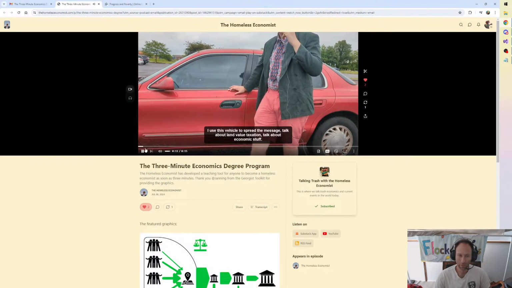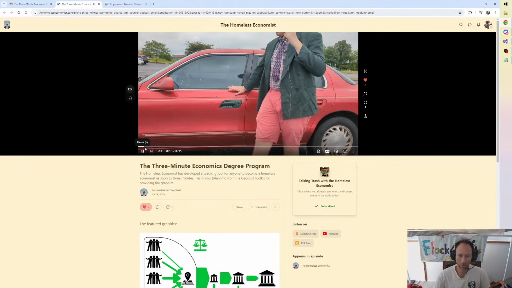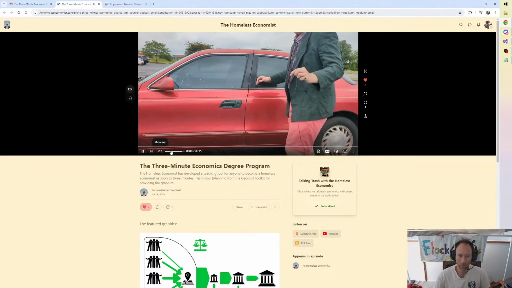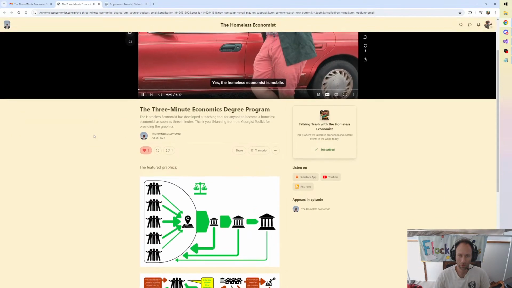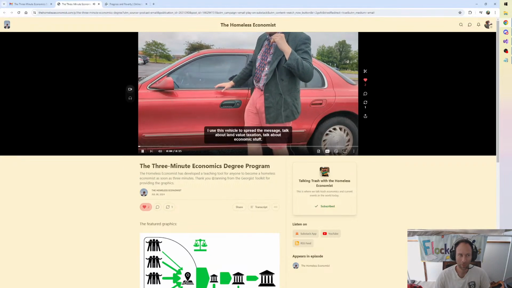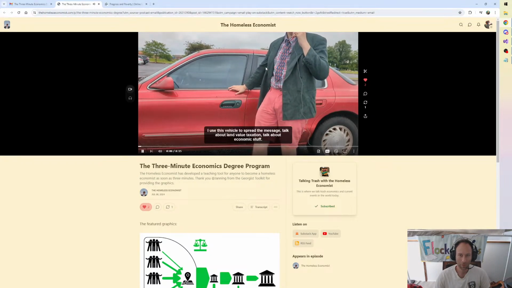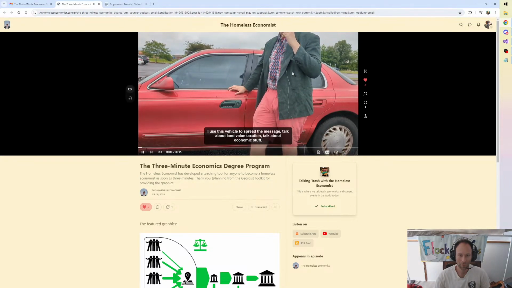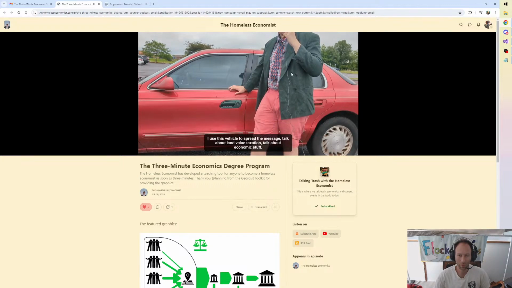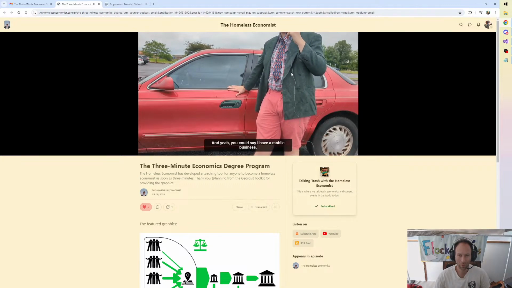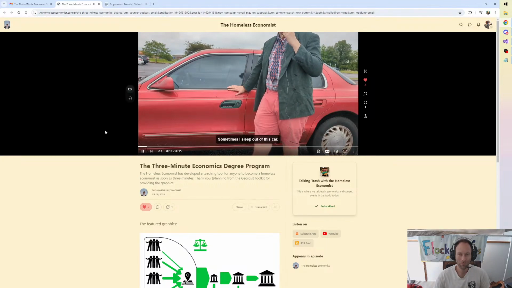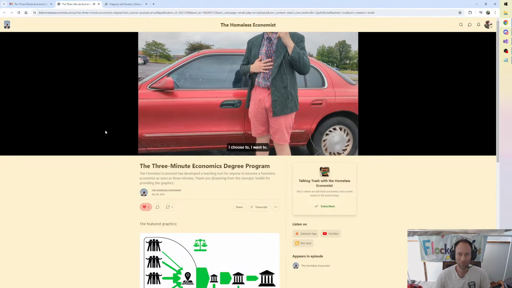Taxation, talk about economic stuff. Yes, the homeless economist is mobile. I use this vehicle to spread the message, talk about land value taxation, talk about economic stuff. And yeah, you could say I have a mobile business. Sometimes I sleep out of this car. Sometimes I choose to. I want to.